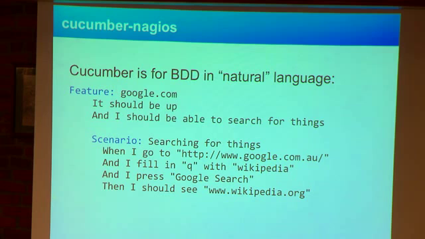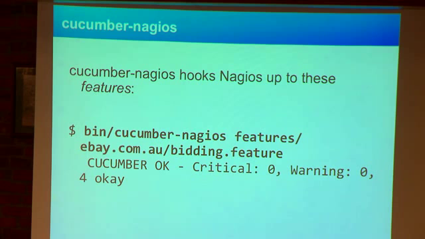So they're doing behavioral development. And Cucumber lets you write your features or your user stories in a language that the user can understand. It's not exactly English, but it's English enough for you to be able to show all of your user stories to the user and get their feedback on them. So this is an example of an actual Cucumber user story or feature. And then somebody wrote a Cucumber Nagios plugin that will run these with Ruby and return Nagios plugin output so that you can get paged when your behavioral scripts are failing.